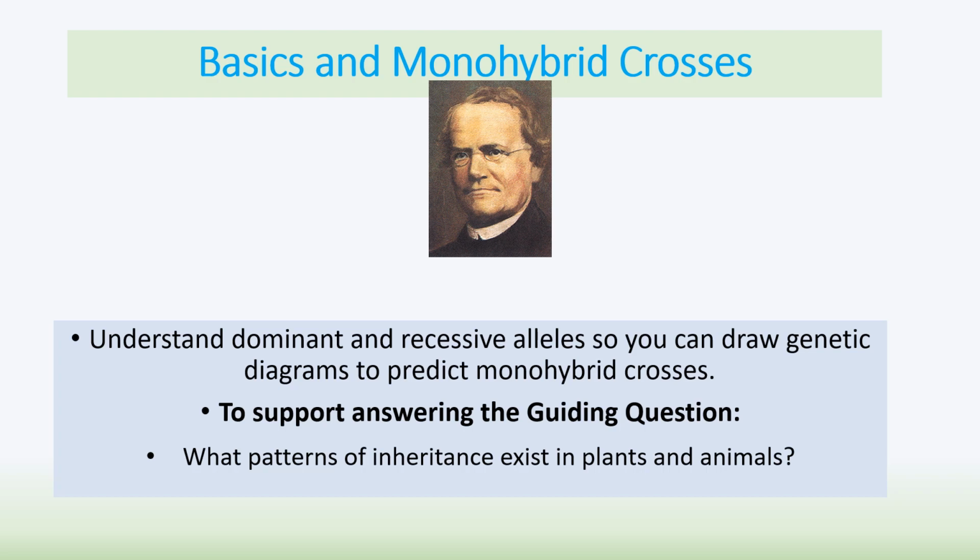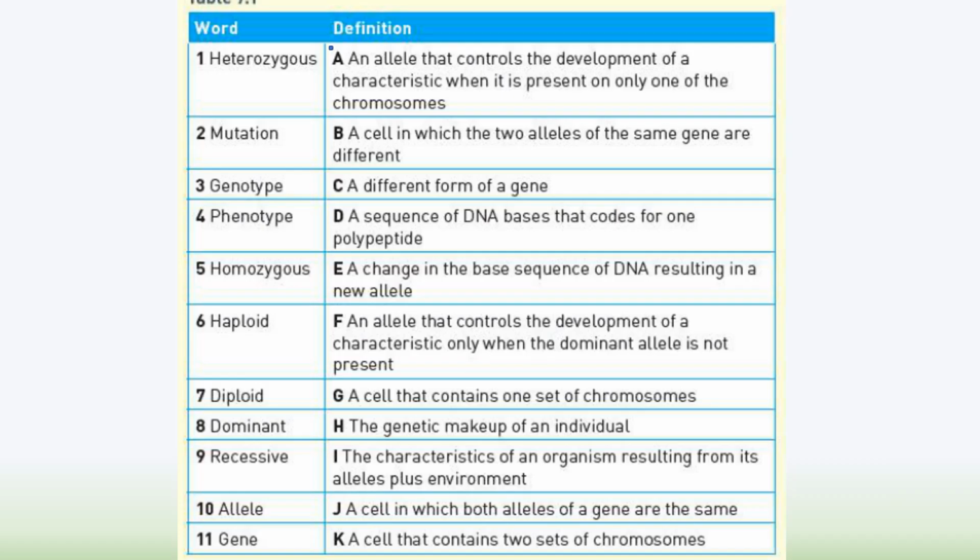crosses. You need to be familiar with lots of words before we start this, so you need to make sure you can identify what the different terms are. So if we start off with this term, an allele that controls the development of a characteristic when it is present only in one of the chromosomes. So that will be a dominant allele, so it is always present.